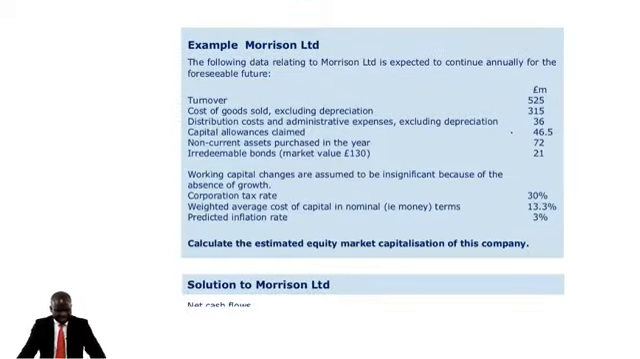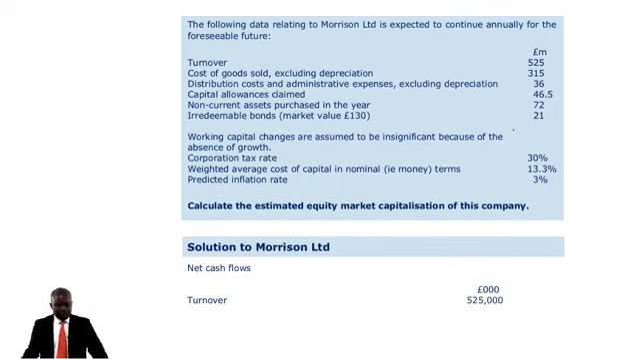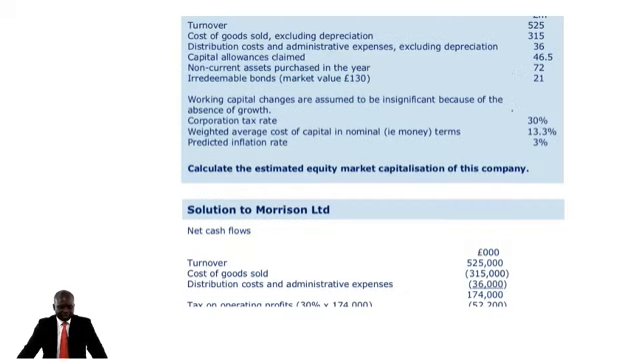Okay, then let's take this simple question to illustrate. The following data relating to Morrison Limited is expected to continue annually for the foreseeable future. Turnover, cost of goods sold, distribution costs, capital allowances claimed, non-current asset, irredeemable bonds. Working capital changes are assumed to be insignificant because of the absence of growth. Corporation tax rate, weighted average cost of capital in nominal money terms, predicted inflation rate. Calculate the estimated equity market capitalization of this company.